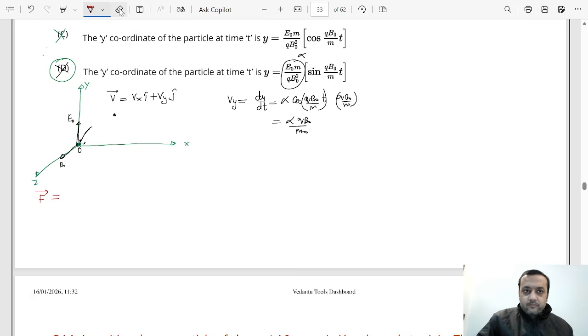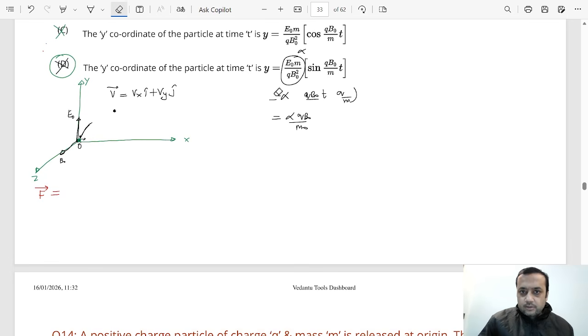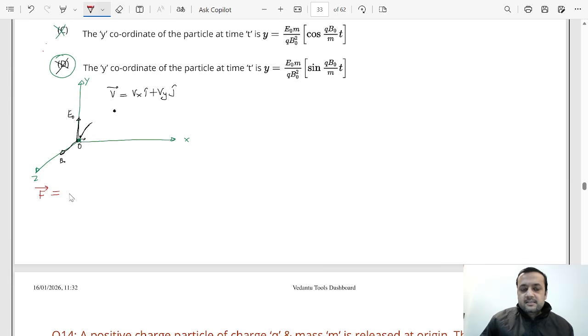Now, what is the force acting on this particle at this instance? I'll need some space, so I'm erasing all this to make it clutter free. The force due to the electric field will be q E naught j cap. The force due to the magnetic field will be q into velocity cross magnetic field. The velocity at this instance is vx i cap plus vy j cap, cross the magnetic field, which is B naught k cap.